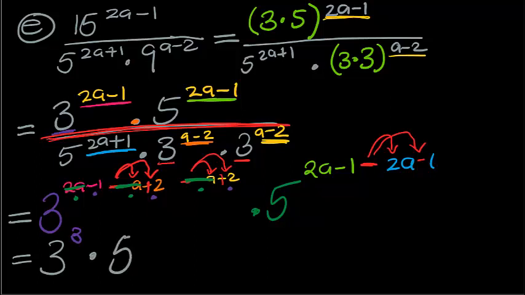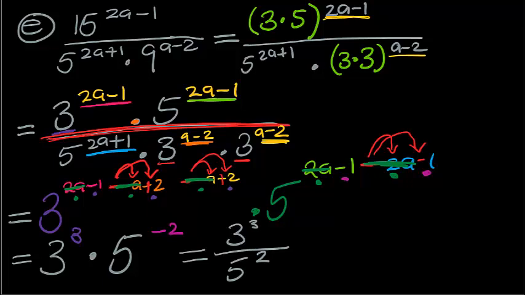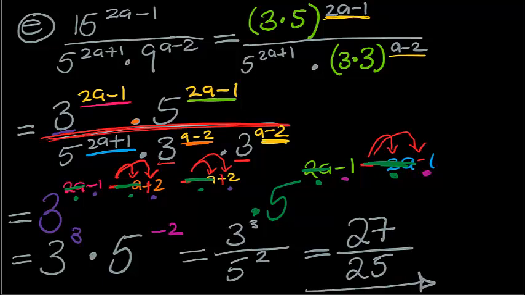Multiply that by 5. Let's check the exponents for the 5. I start out with 2a minus 2a is 0. And then I have minus 1 minus 1 is minus 2. So if I write this with positive exponents, I have 3 to the power of 3 over 5 to the power of 2. Now I'm going to simplify. 3 times 3 is 9, times 3 is 27, over 5 times 5 is 25. That is my final answer.